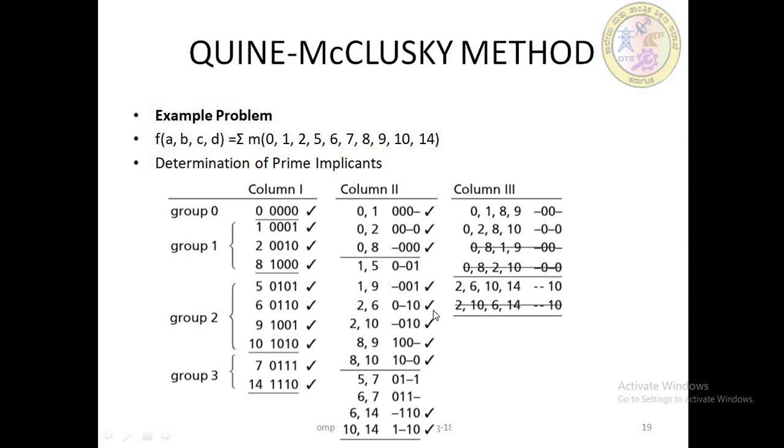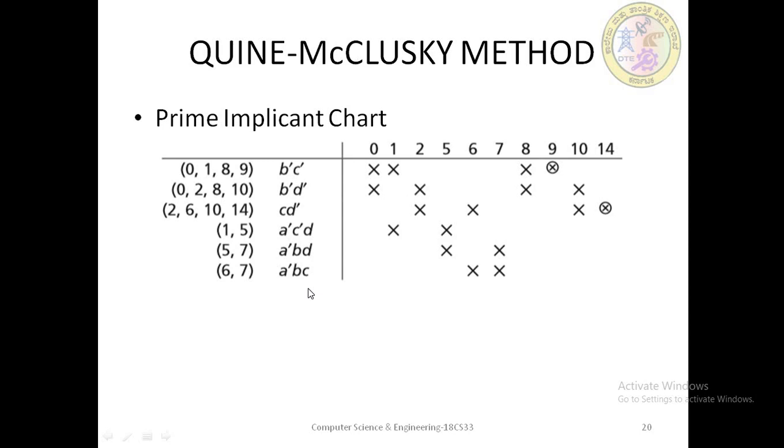That means the tick marks, I have already explained these tick marks. That means somewhere it has been covered. Only non-tick conditions, that means those are not covered in any of the combinations, so they have not been covered. So these expressions, these conditions, we need to consider while taking the output expression. That's the reason 1 5, 5 7 and 6 7 have been included here. Hope you are getting that.